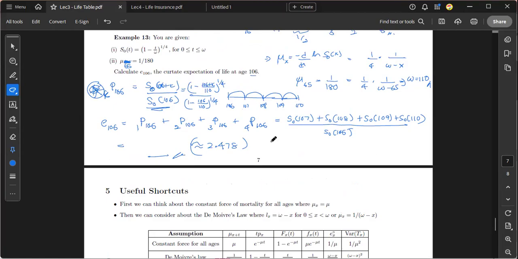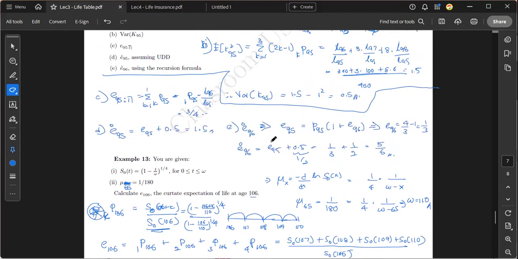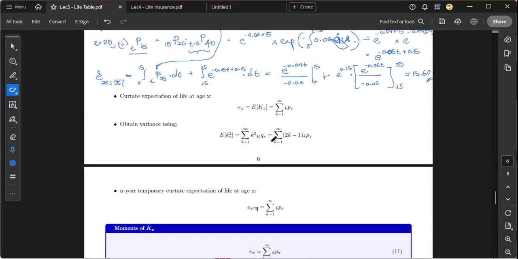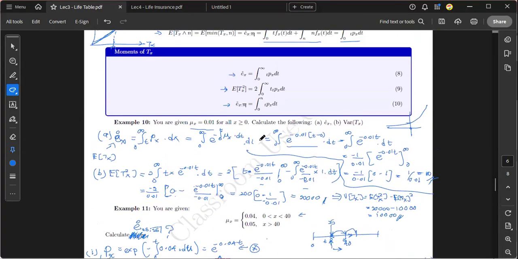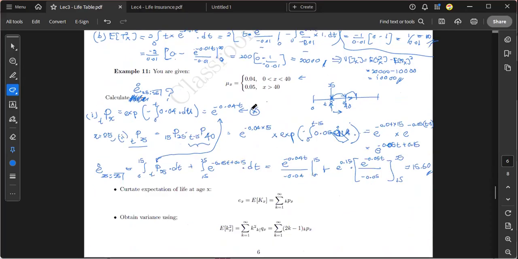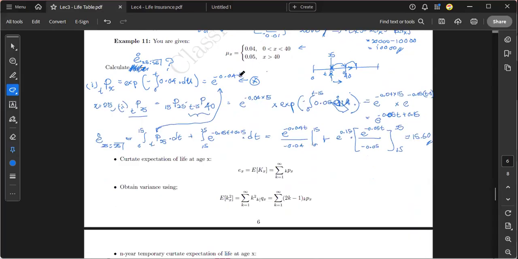So that's a different sample. So in both curtailed and continuous cases, we saw if you are given the force of mortality, then directly we can find the survival probability, and then using the integration and using one of these three equations, we can find the first moment, the second moment, and the expectation of the temporal life. And this force of mortality can be a step function as well.